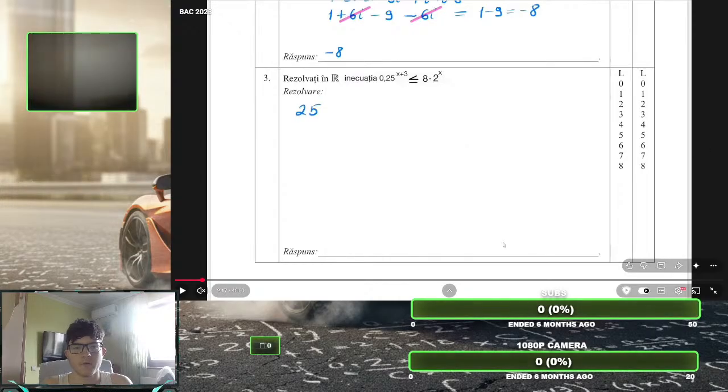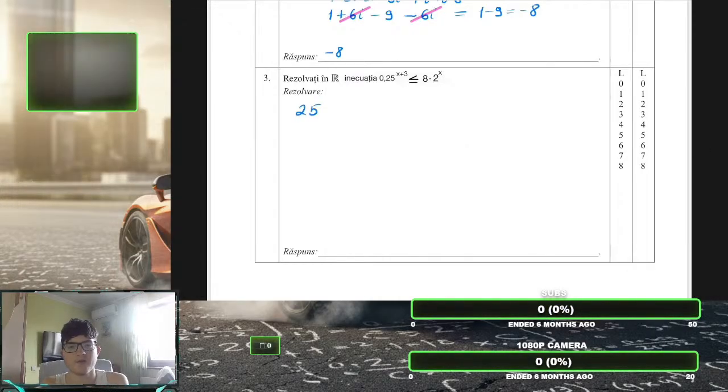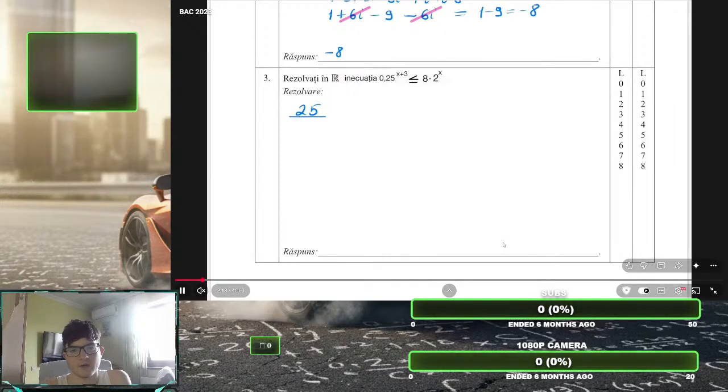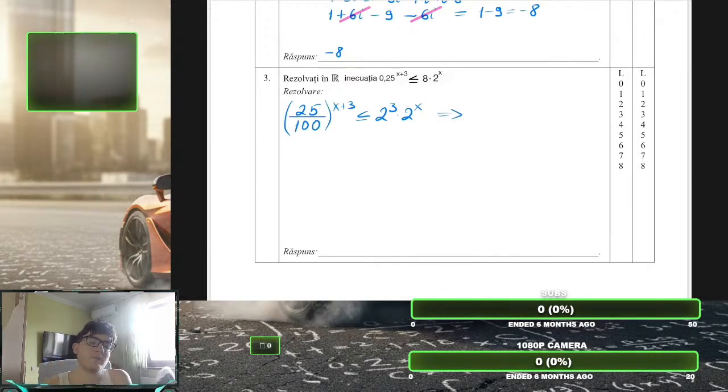Now this one, an equation with powers. I kind of did this stuff, but I think it can get a bit tricky, so let's just do it. I think the DVA right here is not necessary, so let's do it like this. 0.25 is 25 divided by 100, so that is 1 divided by 4, to the power of x plus 3. And right there, 2 to the power 3, 2 to the power of x. So basically the main thing is to get the base of 2. So 1 divided by 4, boom.